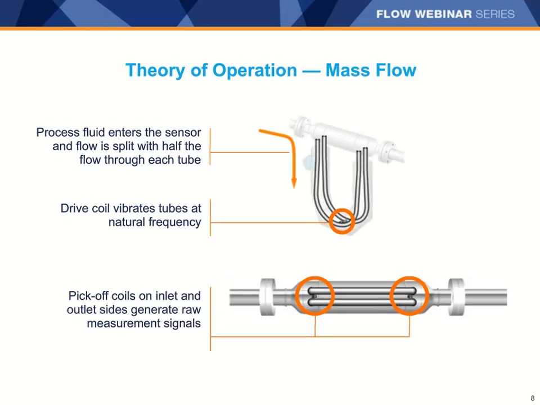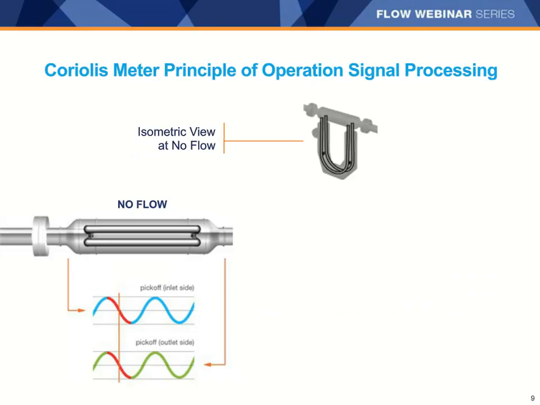So when there's no flow passing through the meter, the flow tubes vibrate normally, and the tubes are always vibrating, whether there's flow through the meter or not. The electronic transmitter is measuring the movement of the tubes in the two places where the pickoff coils are, and they're generating sine waves. When there is no flow through the meter, these two sine waves are in sync and will lay on top of each other while the tubes are vibrating normally.